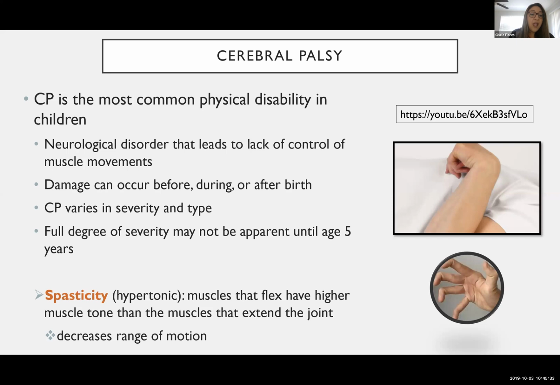Okay. So a familiar or common characteristic of cerebral palsy is called spasticity, also known as hypertonic muscles. Okay, so you're going to learn about hypertonic and hypotonic. So spasticity is hypertonic. And these are muscles that flex have higher muscle tone than the muscles that extend the joint. So it often looks like these images right here. And what it does is it makes it difficult to unflex.